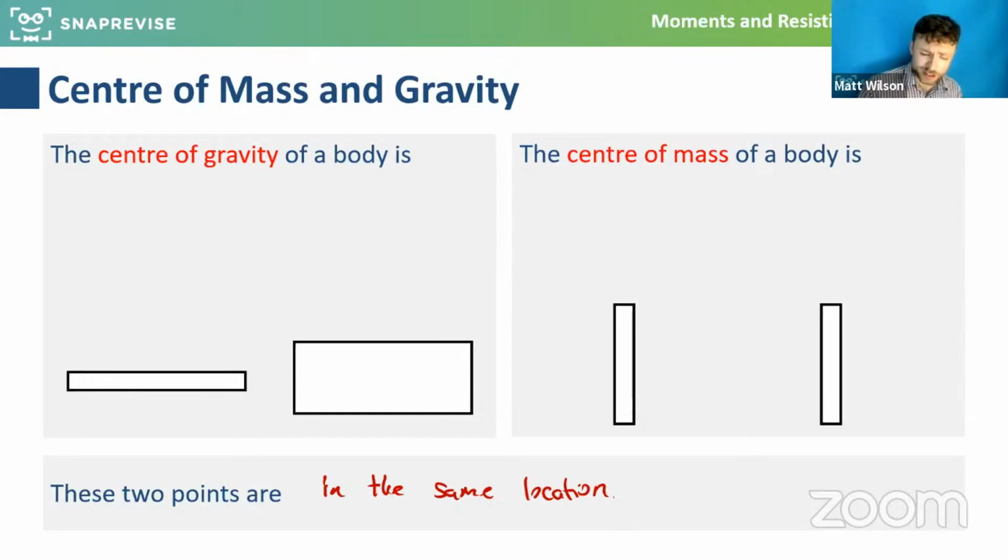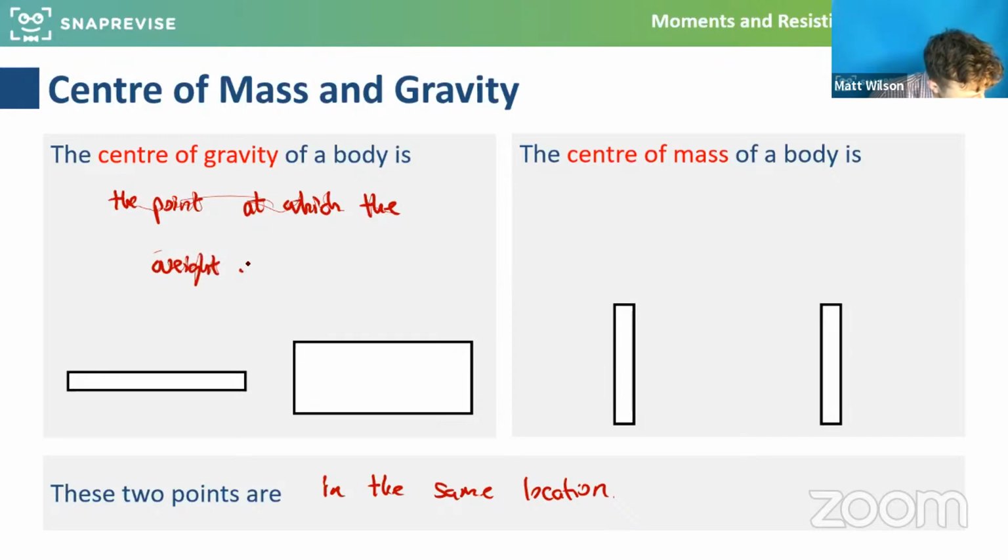What are these two definitions? Okay, the first is the idea of center of gravity. The second is center of mass. So the center of gravity of a body is the point at which the weight of the object acts.